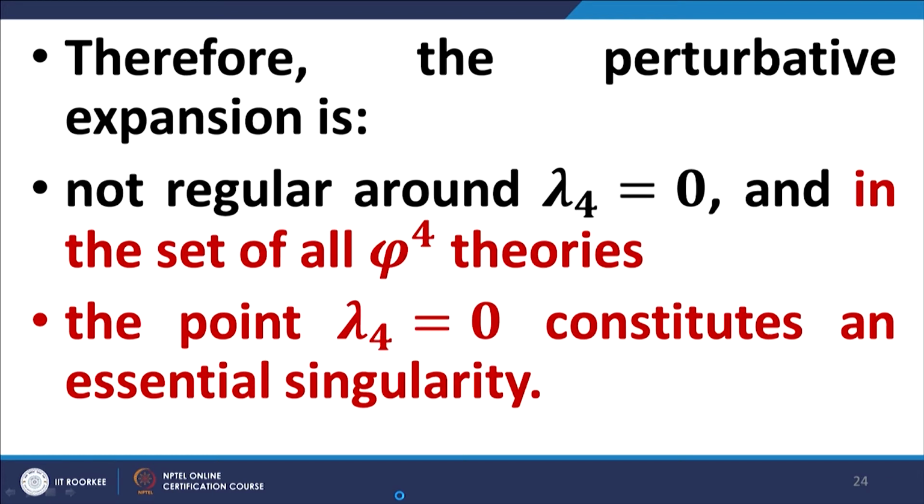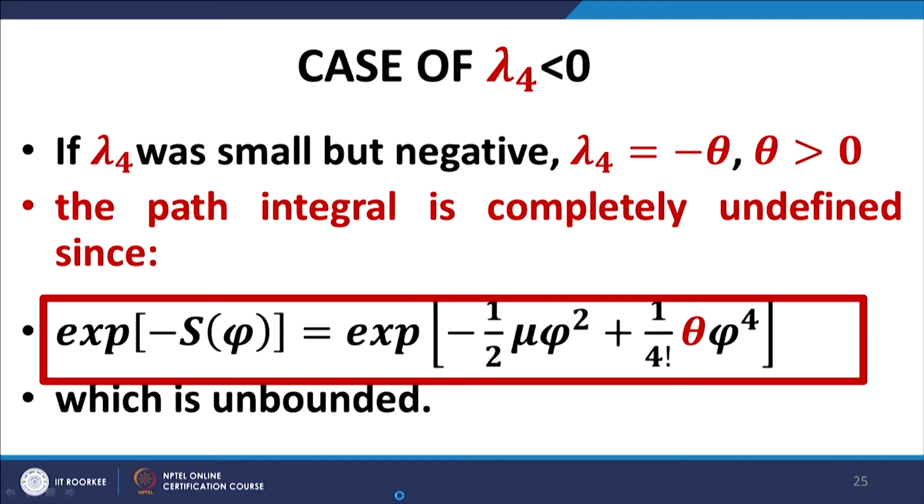Now, another point, please note that we have assumed that lambda 4 is positive. Indeed, had lambda 4 been negative, the path integral itself would not have been defined at all. If lambda 4 were negative, say lambda is equal to minus theta with theta positive, then the action takes this form, and e to the minus S phi takes the form exponential of minus 1 by 2 mu sigma square plus this. There are definitely values where this term dominates, and therefore the series becomes unbounded.